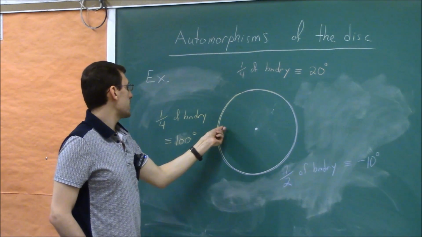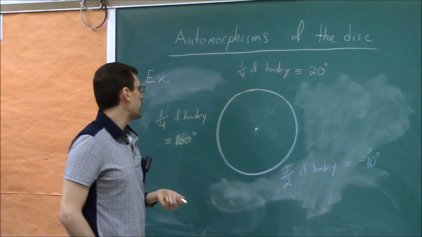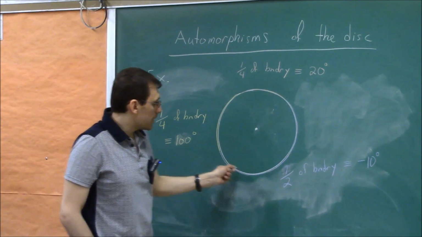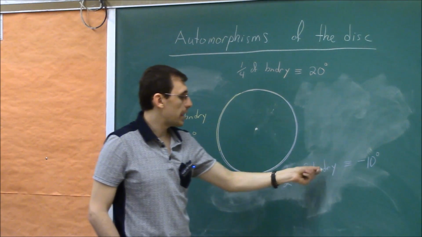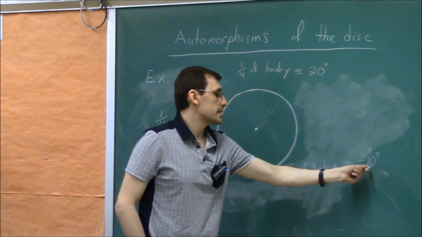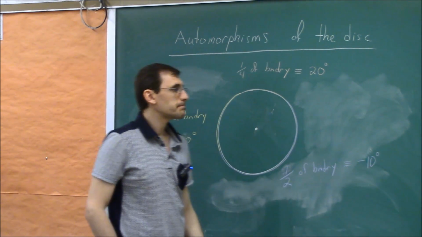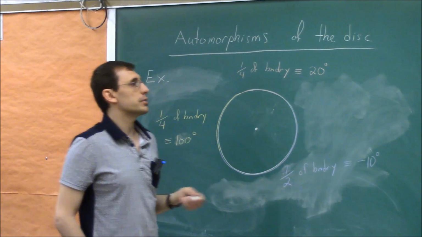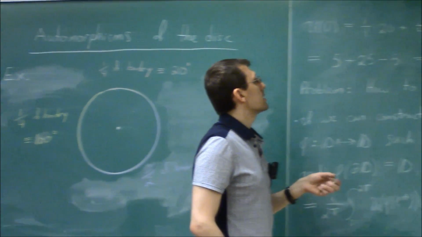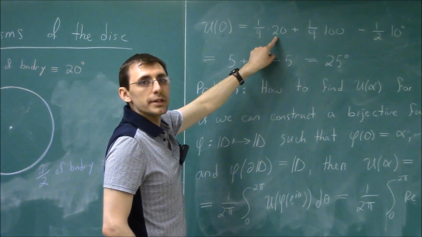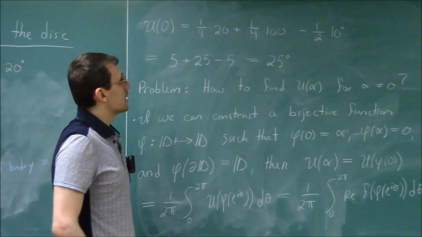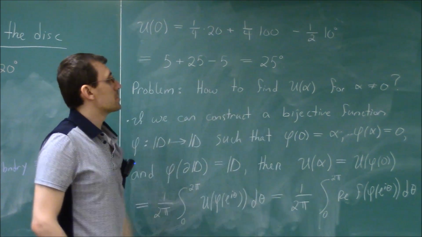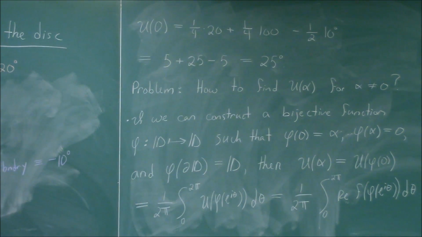We have this yellow segment comprising 1/4 of the boundary of the disk, and its temperature is 100 degrees Celsius. And we have a big cold segment, 1/2 of the boundary of the disk, and it is at temperature minus 10. What is the temperature of the center of this disk? Well, according to what we just determined, it will be simply 1/4 times 20 plus 1/4 times 100 minus 1/2 times 10. And we get that the temperature of the center of the disk is 25 degrees Celsius.